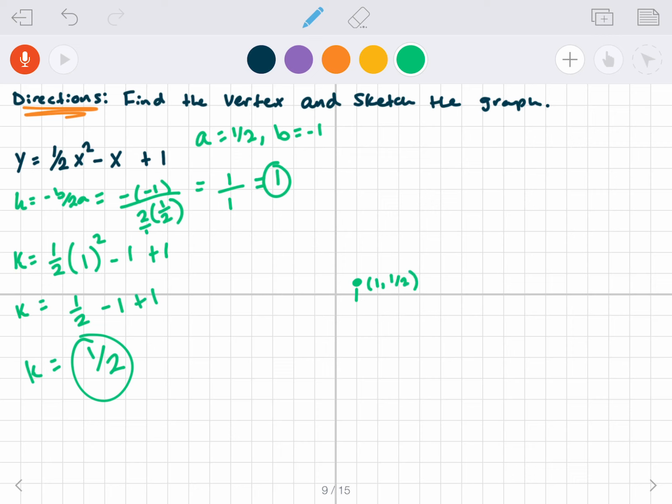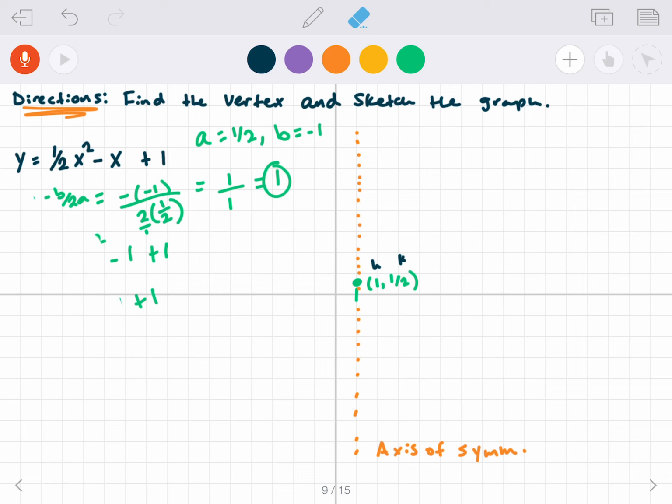This is h, k. Maybe I'll put that here. And we know that the axis of symmetry is going to divide this thing in half. So maybe I'll just do this axis of symmetry in orange. Okay. All right, so far so good. Now let's make a little table so we can get another point and reflect that point over so we can get a nice little picture.